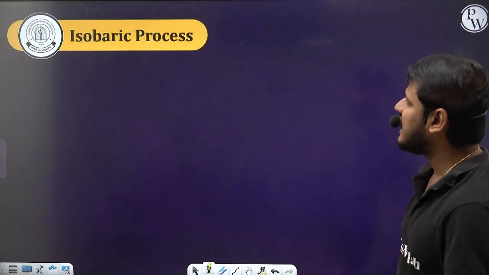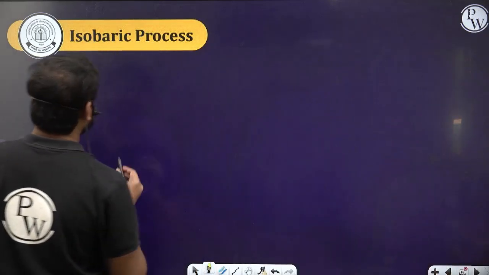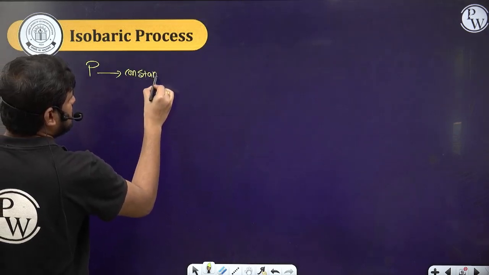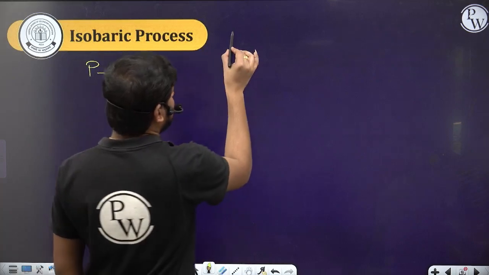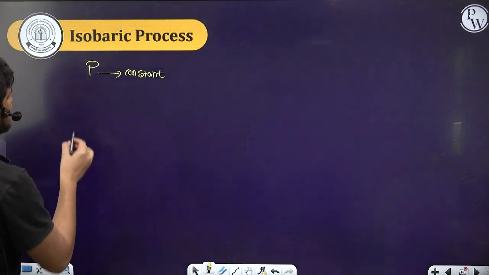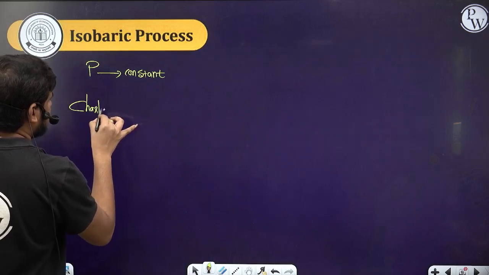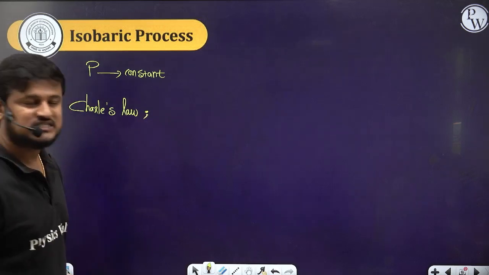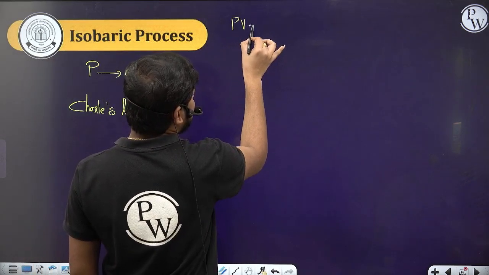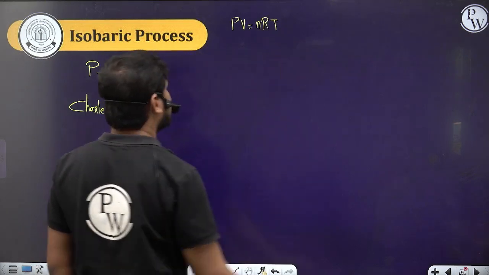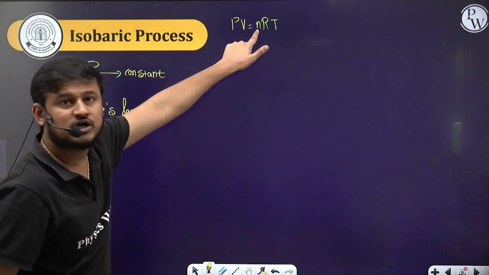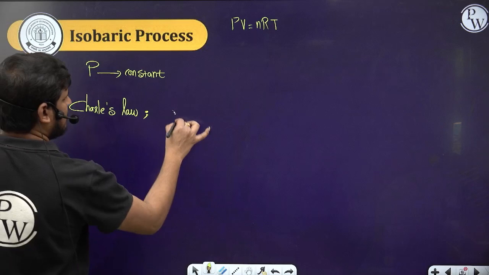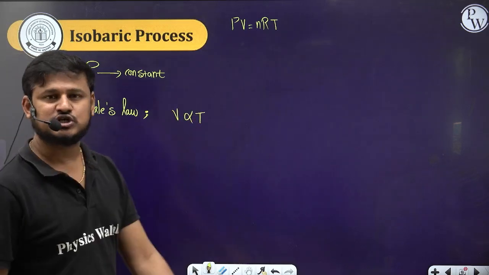So first let's go for the isobaric process. As I discussed earlier, the pressure is going to be constant. In the isobaric process, Charles law is applicable. Charles law says, you know the ideal gas equation, PV is equal to nRT. If the pressure is constant, n is constant already, R is constant, so the volume will be directly proportional to temperature, so V is directly proportional to T.